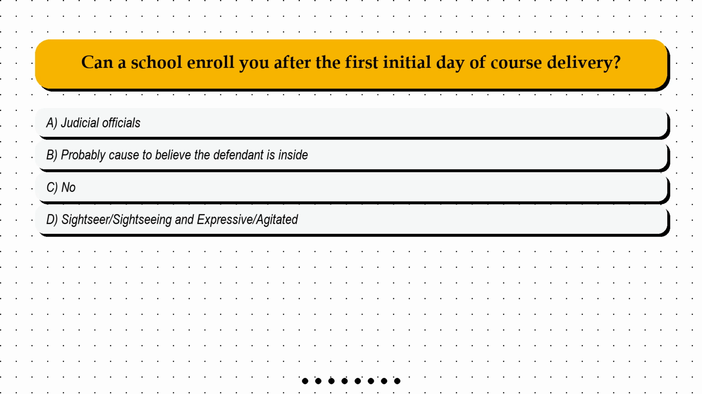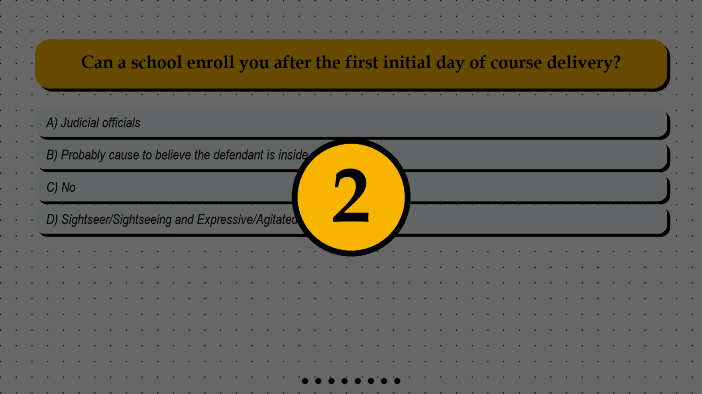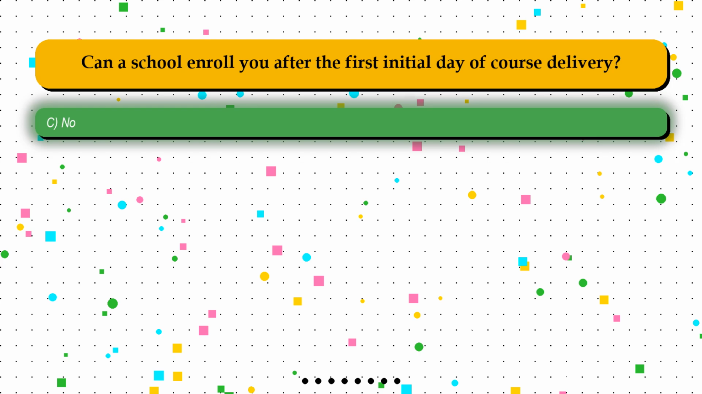Question 8. Can a school enroll you after the first initial day of course delivery? Option A, judicial officials. Option B, probable cause to believe the defendant is inside. Option C, no. Option D, sightseer, sightseeing and expressive, agitated. The correct answer is option C, no.